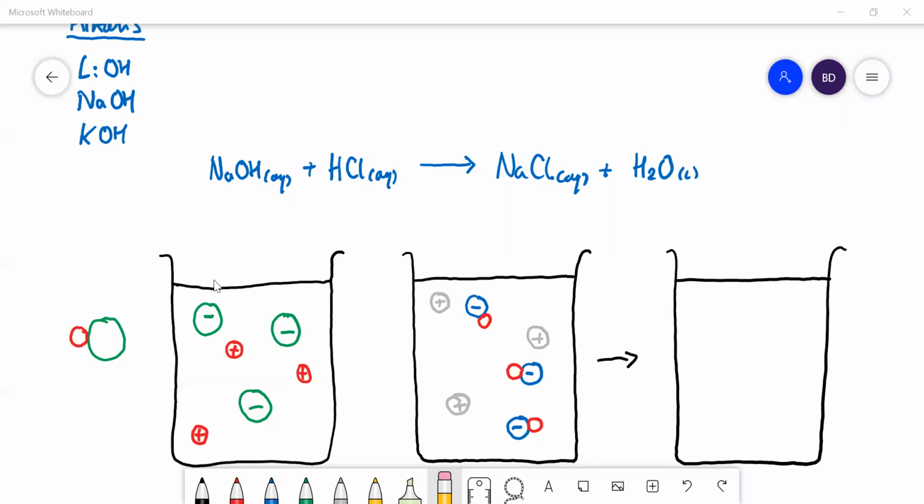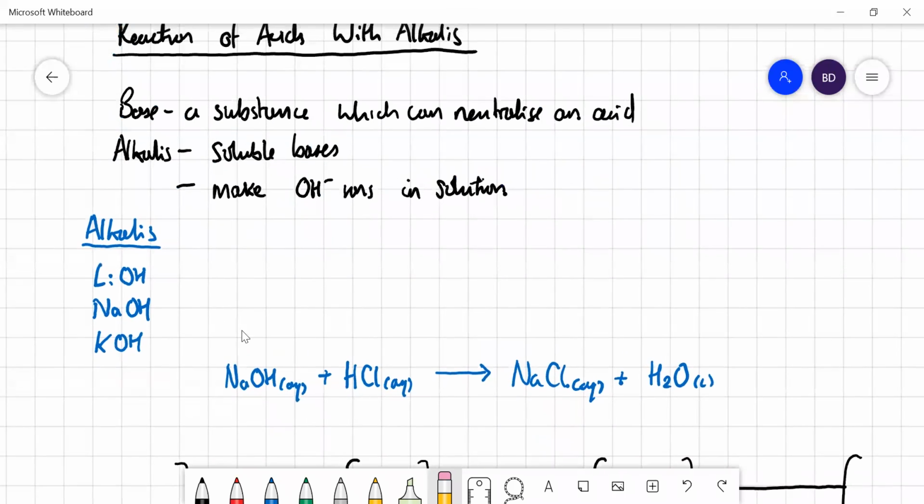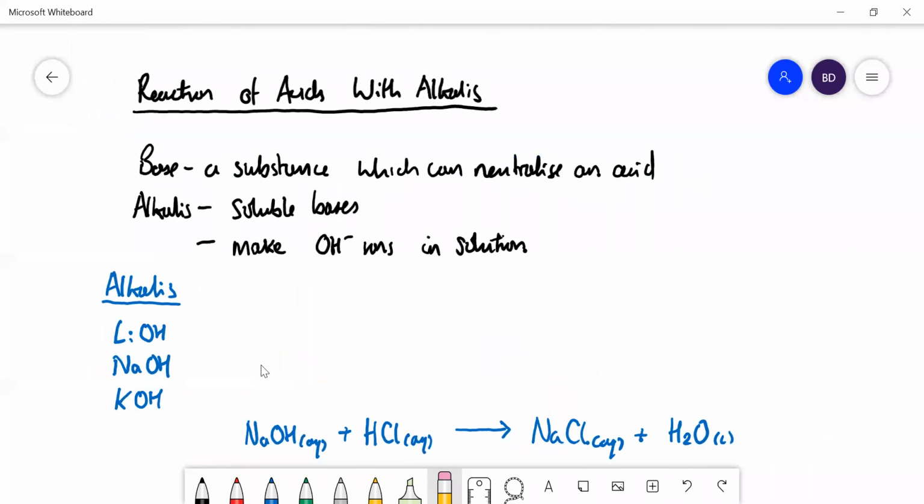Okay, so we are going to talk about how acids react with alkalis in this video. Before we talk about what an alkali is, let's think about what a base is. A base is a substance which will neutralize an acid, and alkalis are soluble bases.